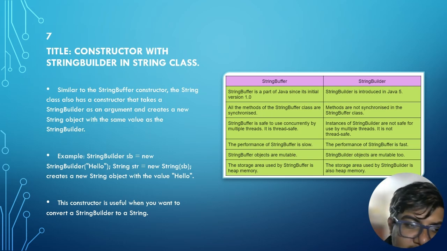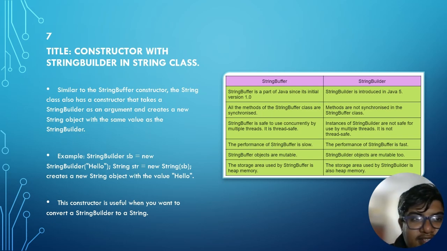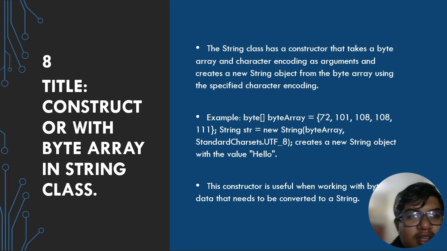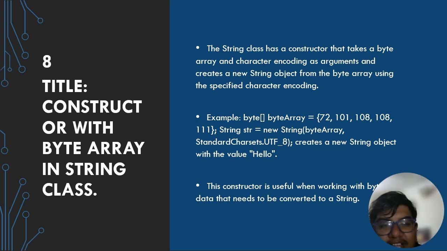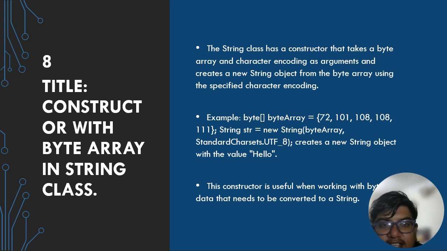Constructor with a byte array. Like I said, when we used the character array, I said a byte array was possible. So the string class has a constructor that takes a byte array and a character encoding as arguments and creates a new string from the byte array using the specified character encoding. So you have here a byte array of 72, 101, 108. You give the different values and you call the string constructor on the byte array.